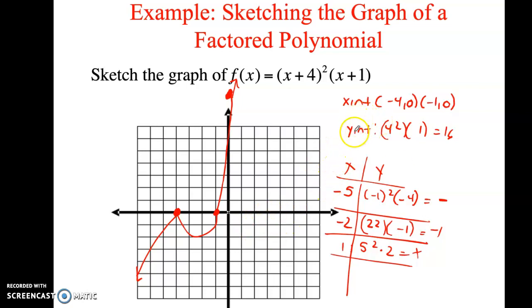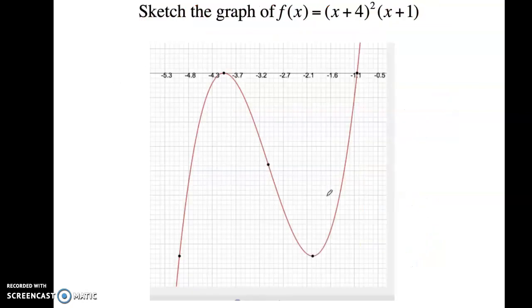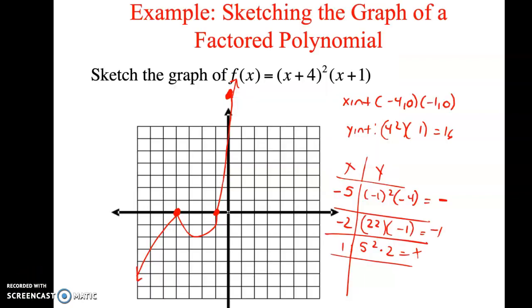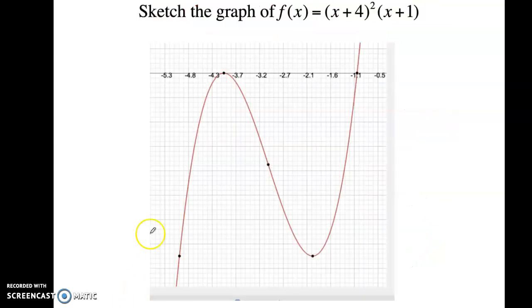So step 1, x-intercept, step 2, y-intercept, and step 3, to figure out what direction it goes in, plot the points. So here is the solution for it. As you can see, it's going up, down, up, and I use Desmos here. It's going up, down, up.